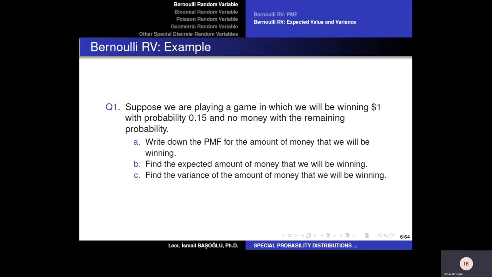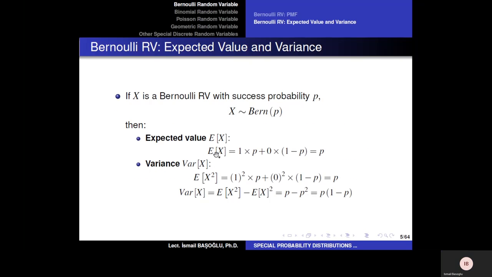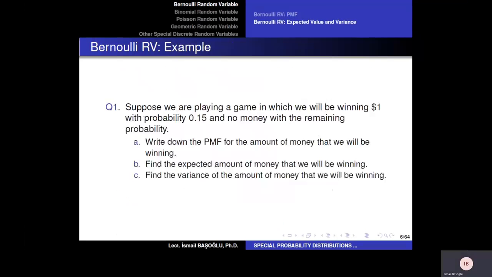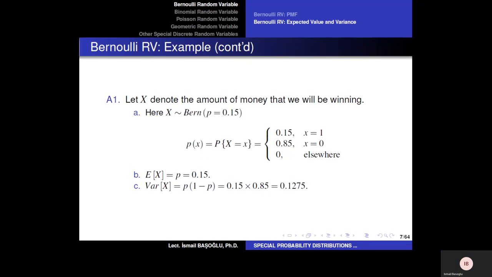The question is asking the following. It says, write down the probability mass function for the amount of money that we will be winning. And we also need to find the expected amount of money that we will be winning and the variance of the amount of money that we will be winning. Now, we know that the game ends up with a success or a winning situation with probability 0.15. Therefore, X conforms to the properties of a Bernoulli random variable with success probability 0.15.